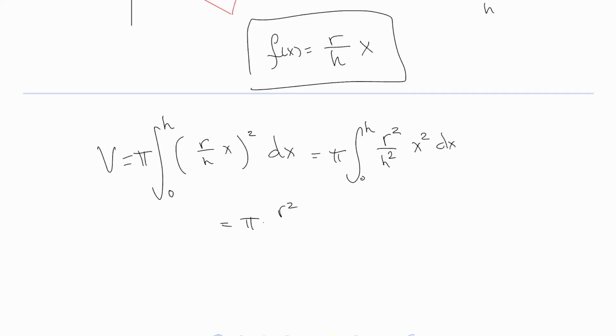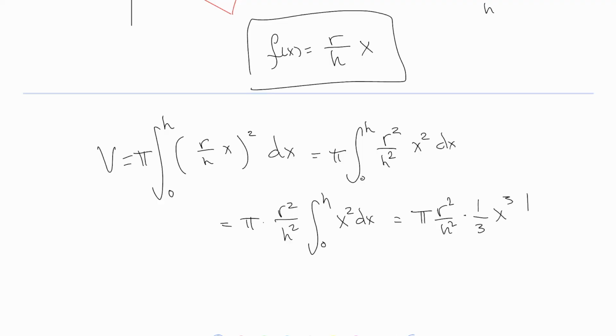Pi r squared over h squared is just a coefficient now. And then all I have is the integral of x squared. And how we do that is, as always, you increase the exponent by 1. I think this is the other stuff that she said. You increase to x cubed, and then you divide by 3 in the front. So I get, and these guys just stay like they are forever. We'll simplify at the end, but nothing's going to happen to them.